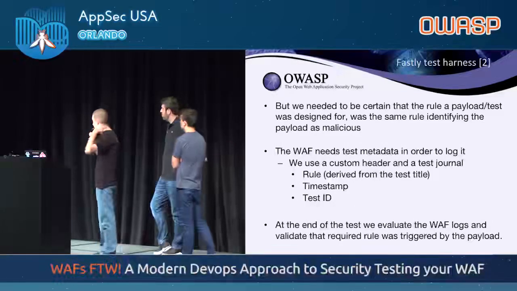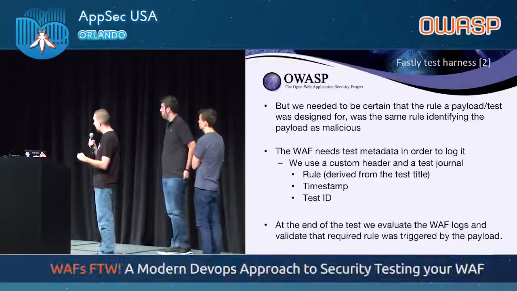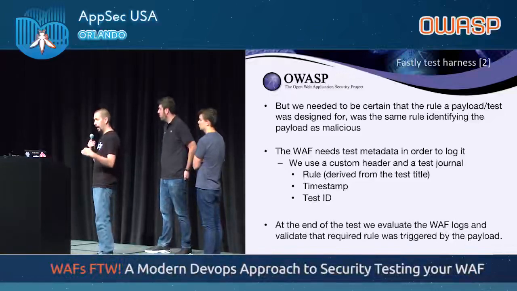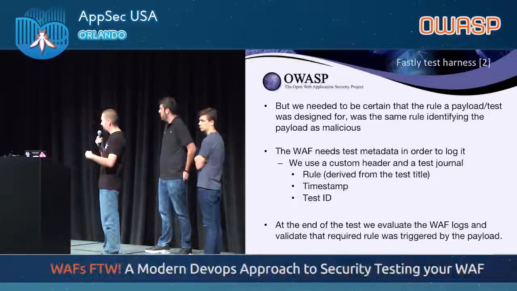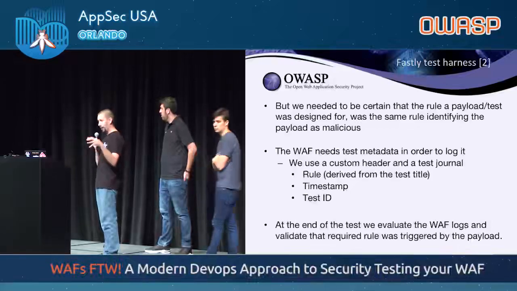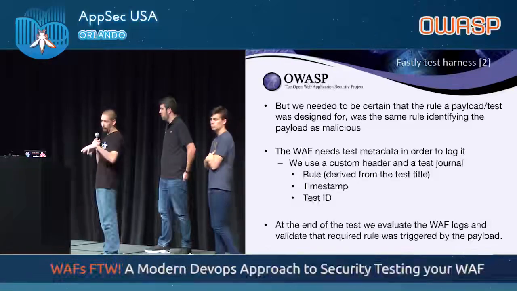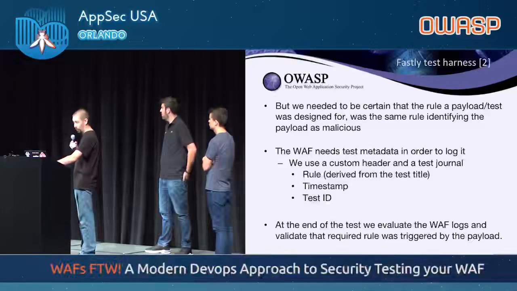In order to do that, we created a custom header that we inject into the FTW request. And when the WAF receives it, it will log that data. As a part of that data, we store the rule, timestamp, and a test ID. Then when we're running the tests, there's a journal that we store as we're running, and we correlate the data from the journal and the WAF logs to make sure that every single rule is working properly.